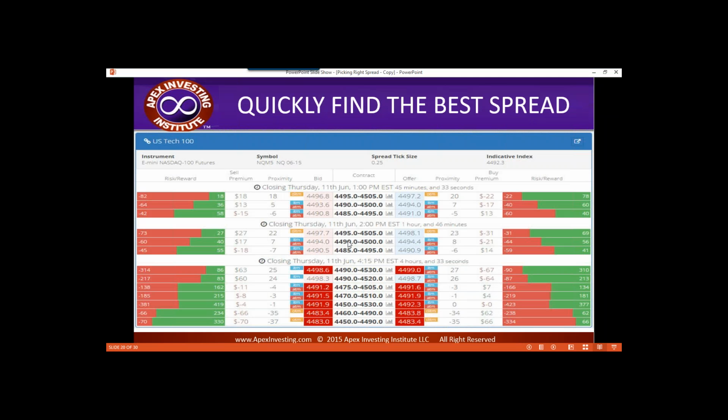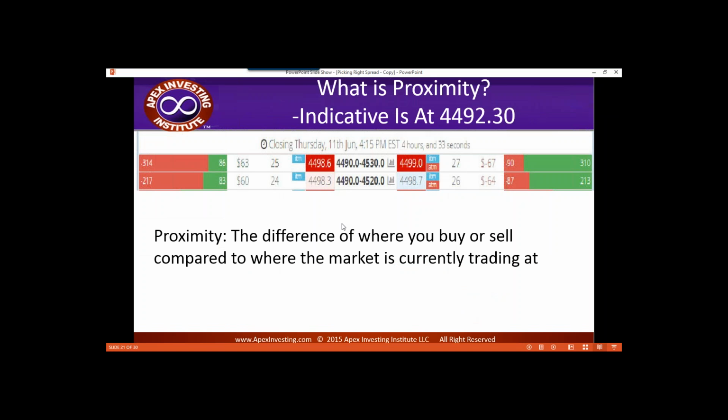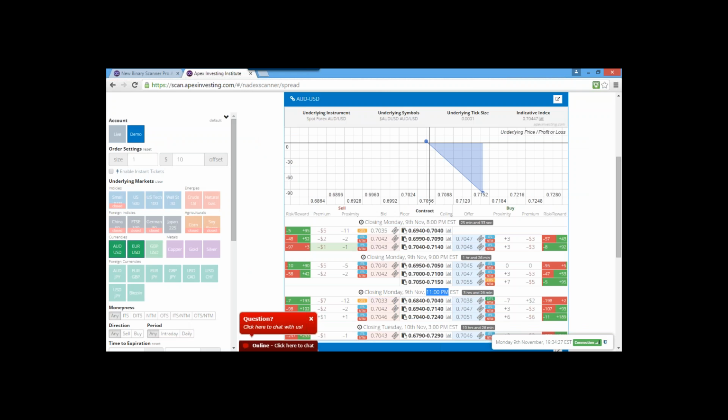Now, I showed you the scanner as far as how to quickly find the best spreads. It shows you all the different spreads right there in front of you, so you don't have to search back and forth. But what is proximity? I want to talk to you about proximity for a minute. On the scanner, you've got the floor and ceiling of the spread right here. Here's what you can buy the spread for, and here's what you can sell the spread for.